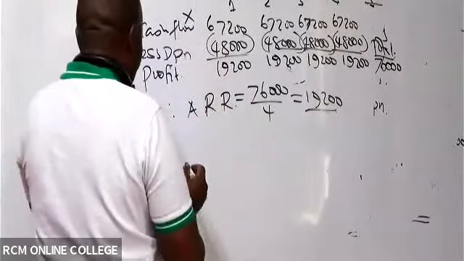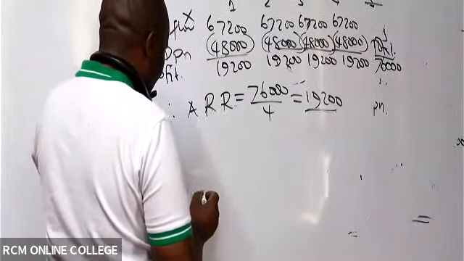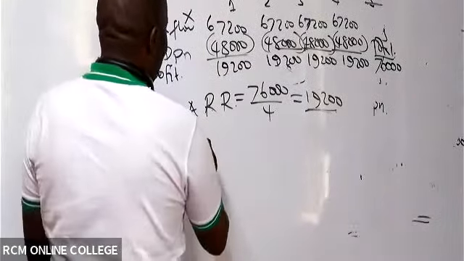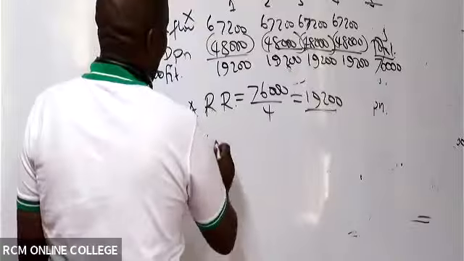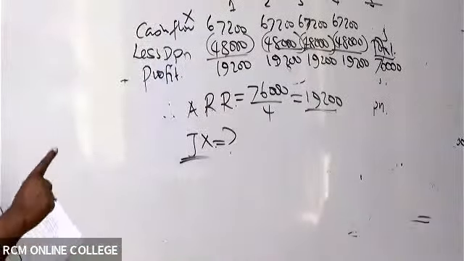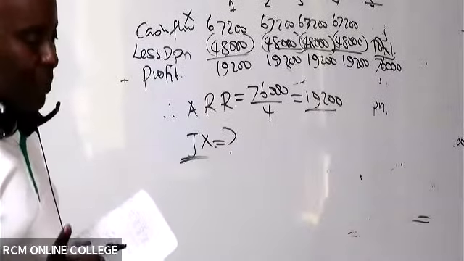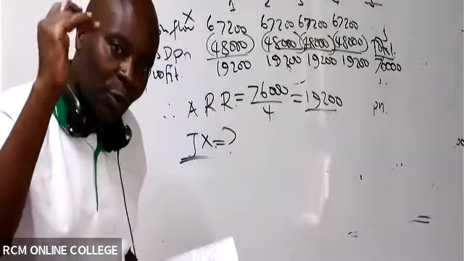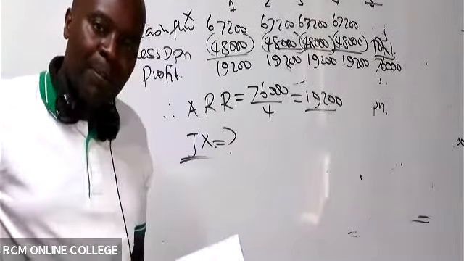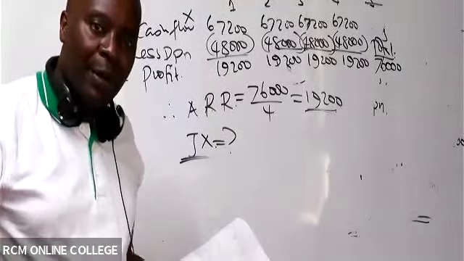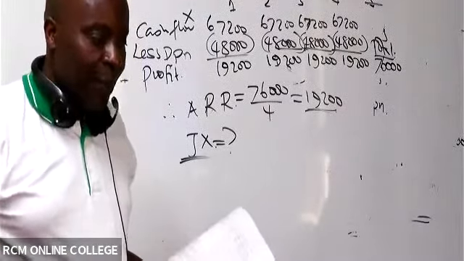Can you kindly do the next project here, which is project Y? Now this one is yours. Can you take this as an assignment? You do it later. It's very easy. You simply take the cash flows given, you deduct the depreciation, you are left with profits. Add them, divide by 4.